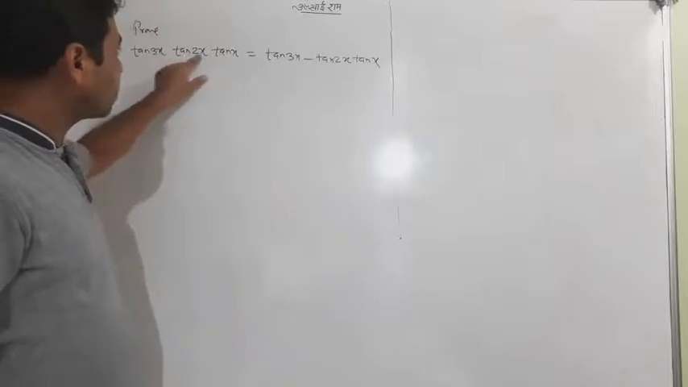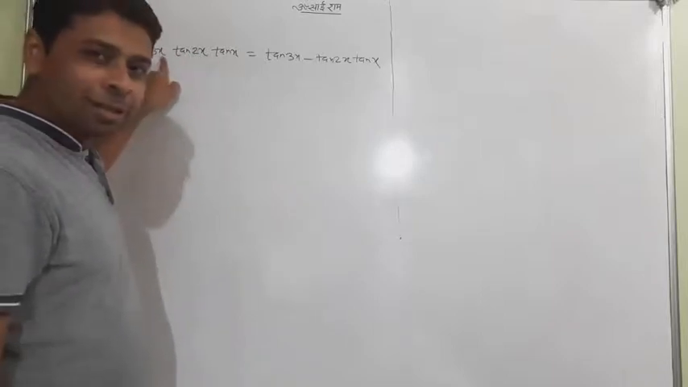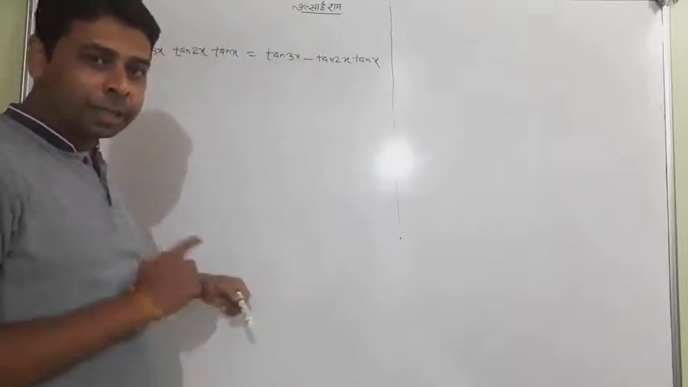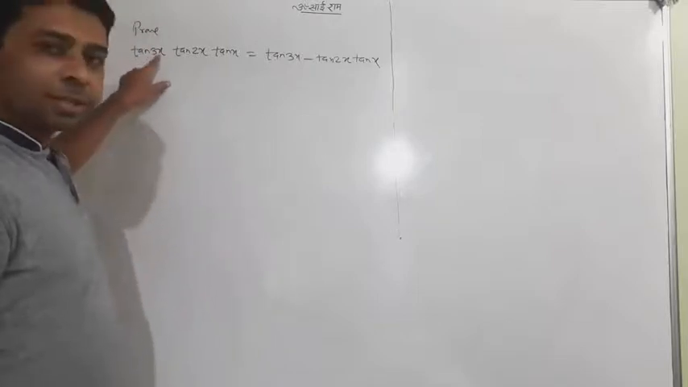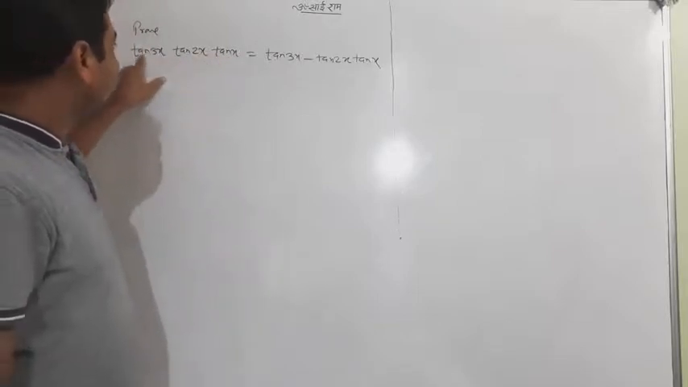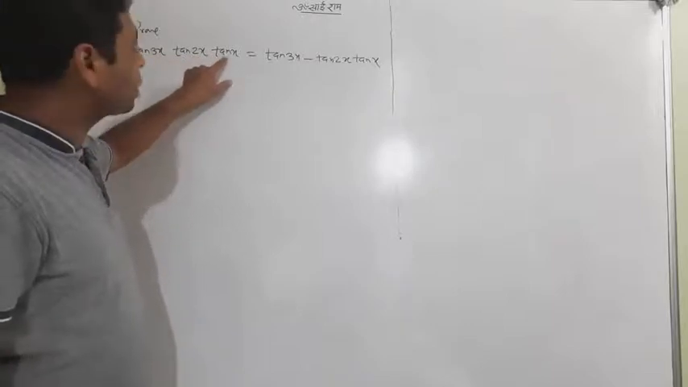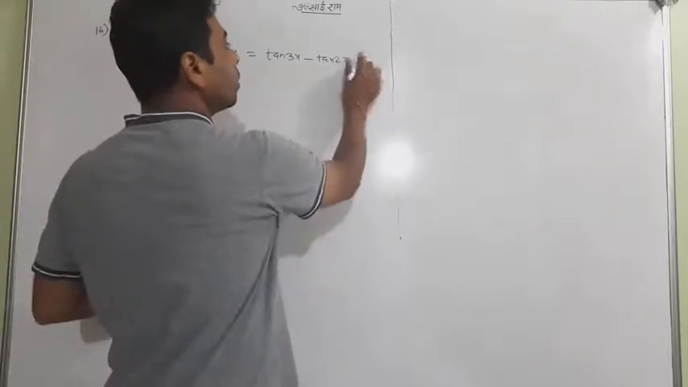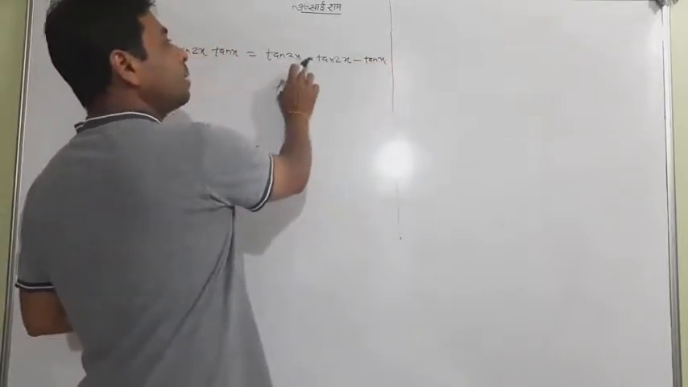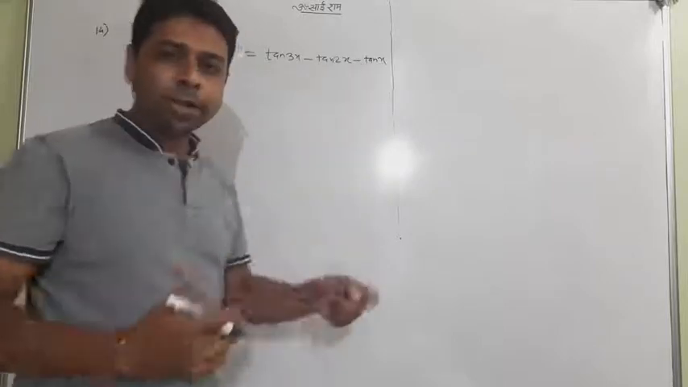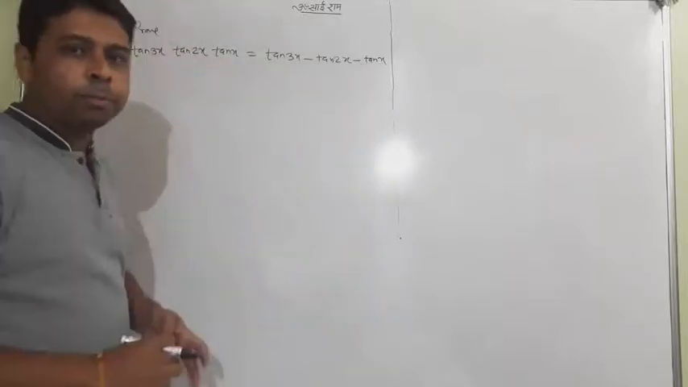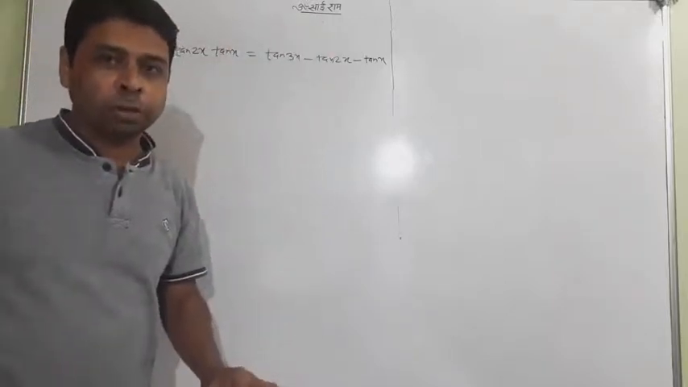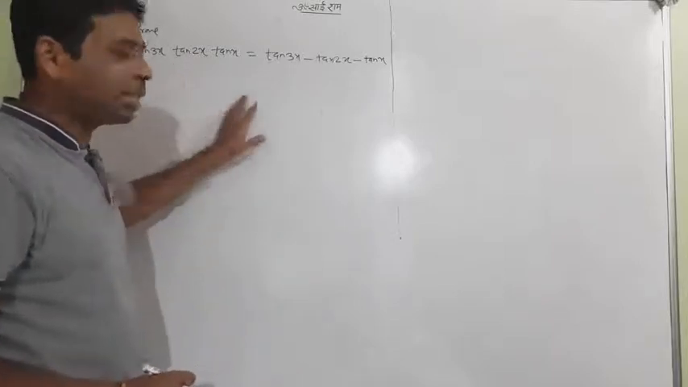Can you correlate them? This is 3x, this is 2x, it is x. 2x plus x is equal to 3x. So lots of questions can be formed which satisfy this condition. Suppose it is 7x, 5x, 2x: tan 7x tan 5x tan 2x is equal to tan 7x minus tan 5x minus tan 2x. Lots of questions may be formed. You just have to see the pattern of the question.